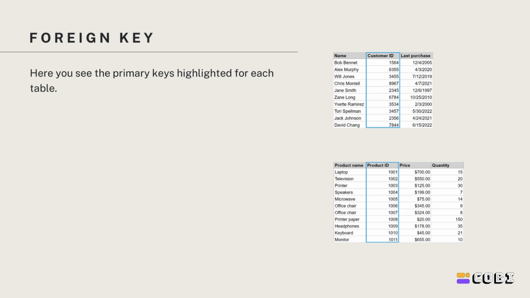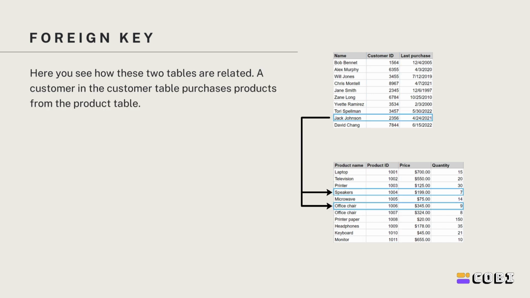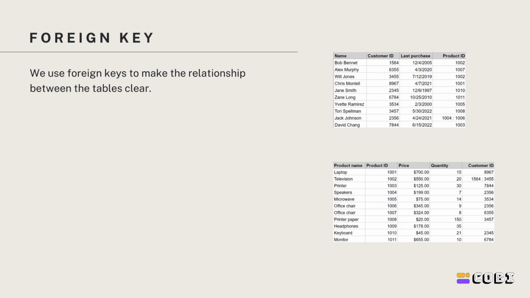For the top customer table, customer ID is the primary key. And for the bottom product table, product ID is the primary key. Here you see how these two tables are related. A customer in the customer table purchases products from the product table. We use foreign keys to make the relationship between tables clear.